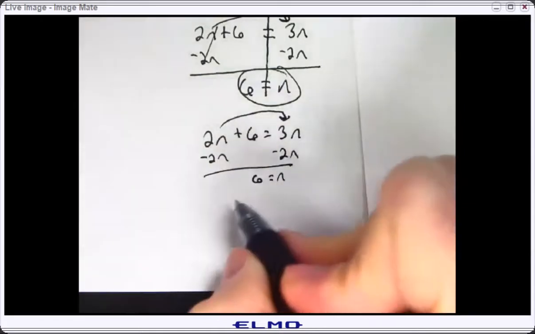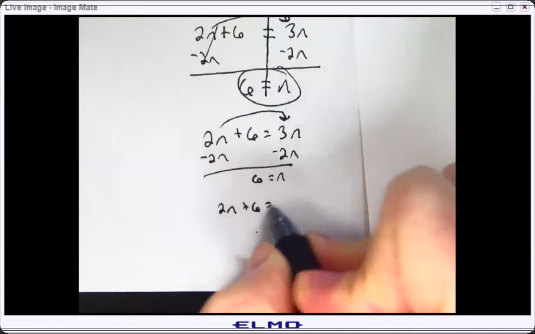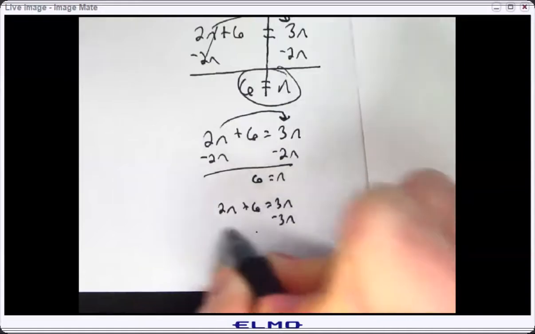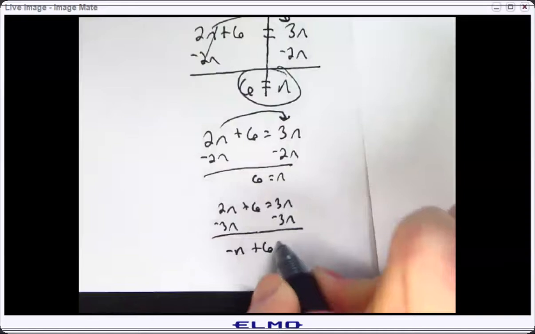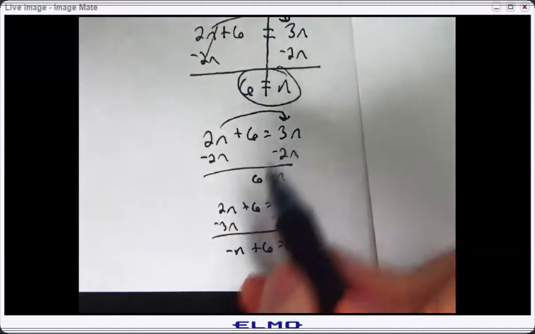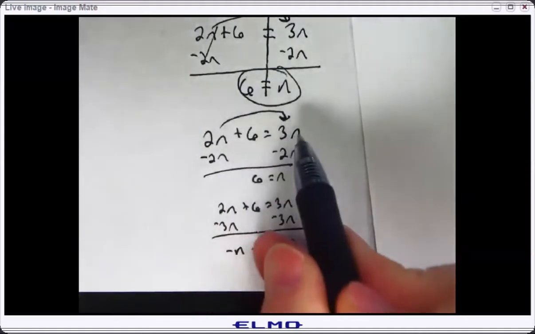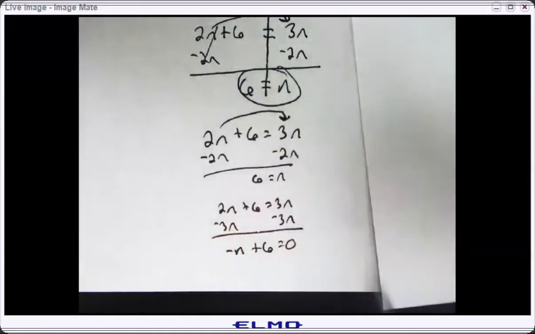Let me show you what would happen if I had not done that. If I had subtracted 3n from both sides, I would get negative n plus 6 equals 0, and I would have 2 more steps to do. Subtract 6 from both sides, then divide both sides by -1. 2 extra steps for no reason. So again, if you've got a variable on both sides and a constant only on one side, always move the variable to the opposite side away from that constant.